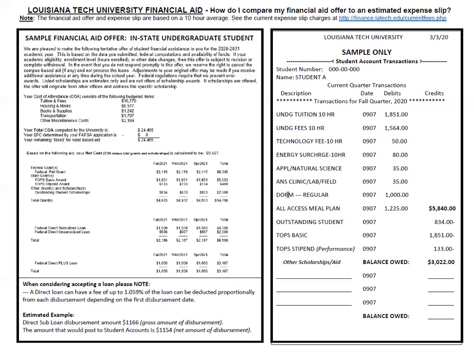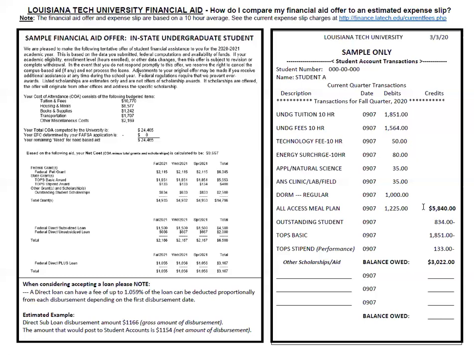and this student is on campus, so they have $1,000 for their dorm, a regular dorm, and they have their all access meal plan of $1,225. So the total amount for this student for the fall quarter is $5,840.